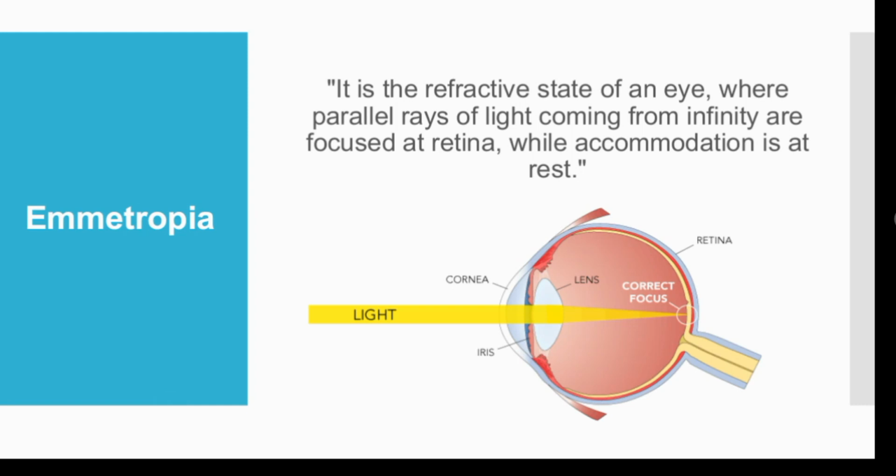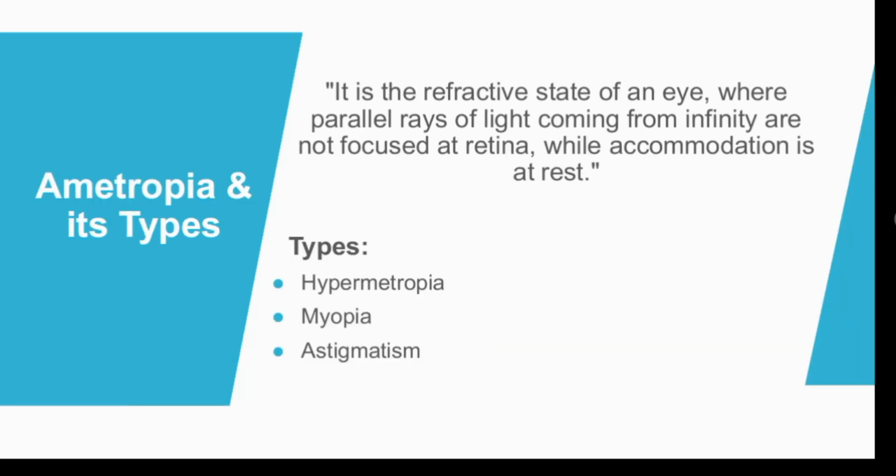So over here I have discussed the emmetropic state earlier. Emmetropia is a normal state. It is a refractive state of an eye where parallel rays of light coming from infinite distance, from infinity meaning light coming from a distance, so they are always parallel, are exactly focused on the retina while accommodation is at rest. Okay, so this is the emmetropic state where the patient's visual acuity is exactly 6 by 6, so we consider it as normal vision. Now what is ametropia?